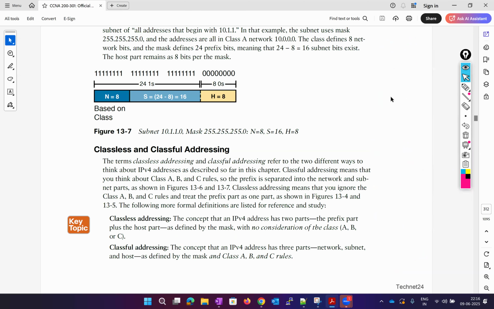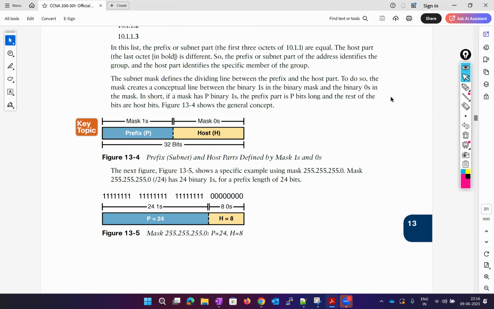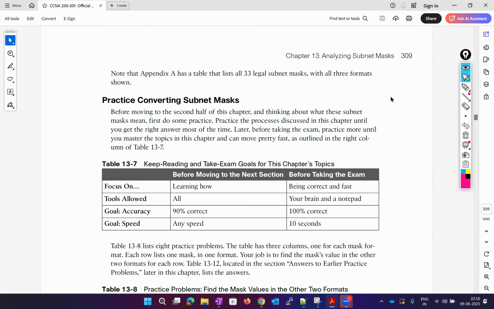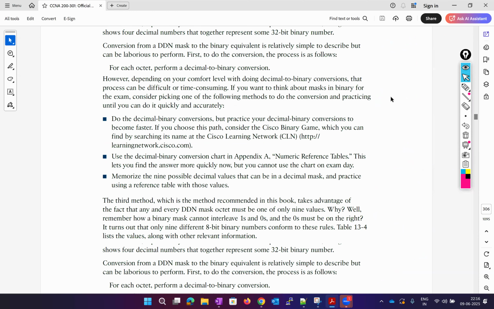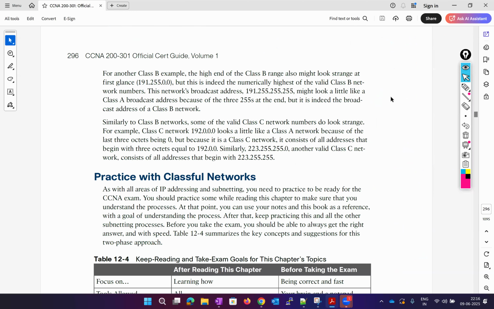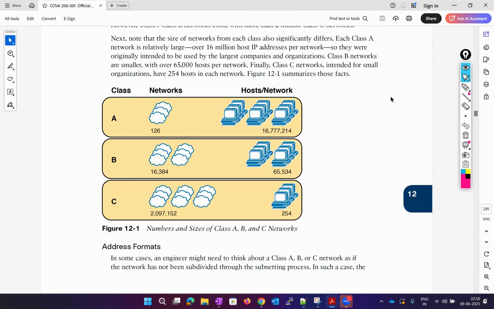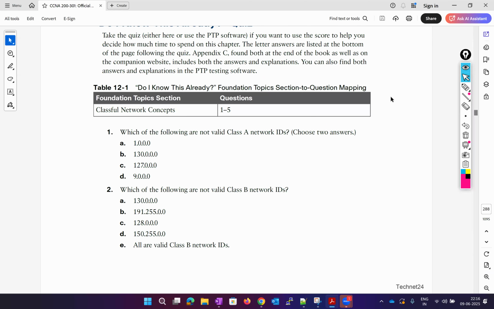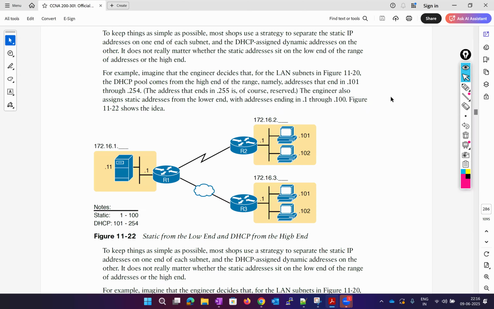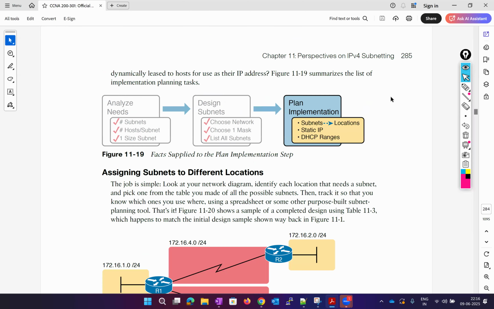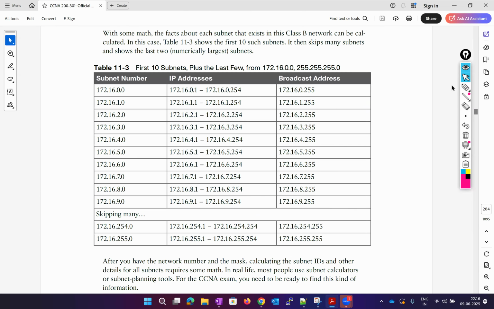Now, when we say subnets, what do we mean by that? I'll give you a good example. What is the significance of subnetting? See here, let's check this part. So this IP address is 172.16.0.0, right? We know that this is a class B IP address.